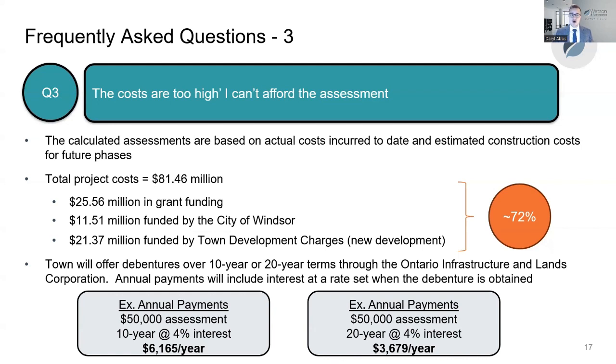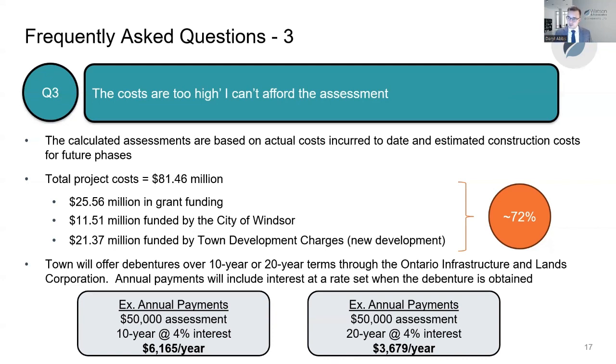So the town will offer debentures for the residents over 10 or 20-year terms. These will be offered through the Ontario Infrastructure and Lands Corporation, so OILC. The annual payments will include interest at a rate that will be set when the debenture is obtained.